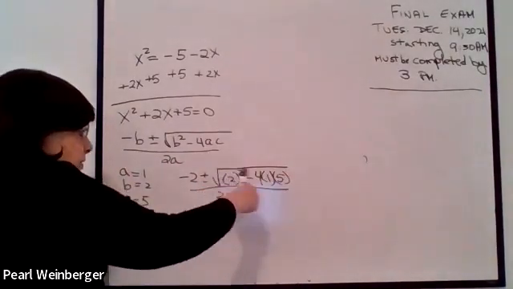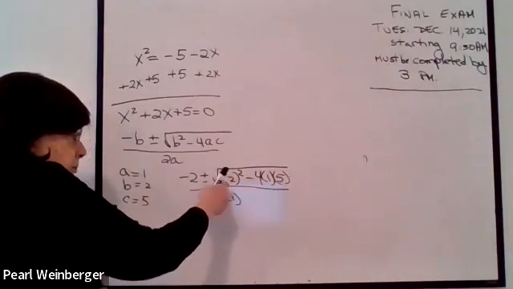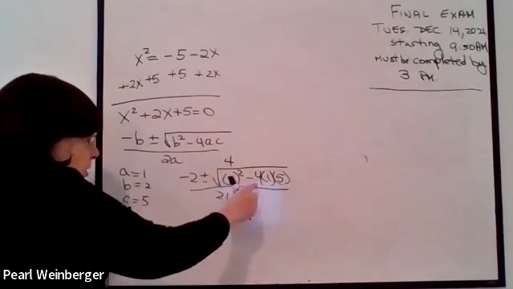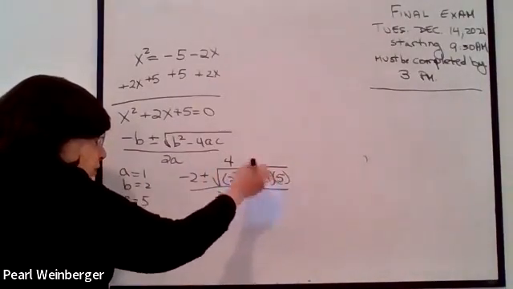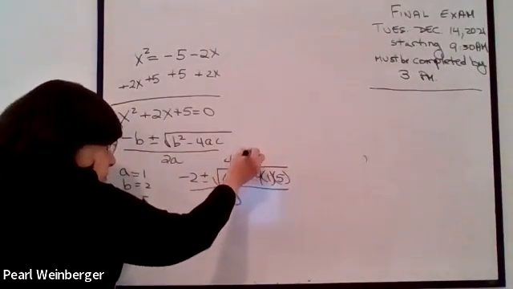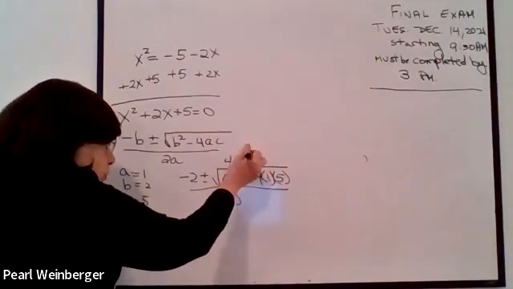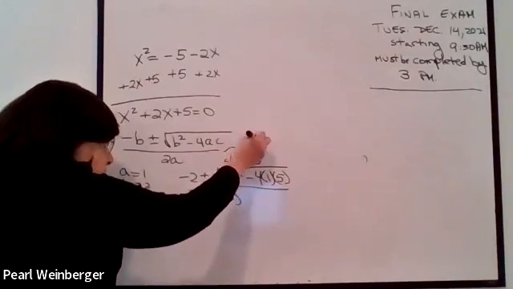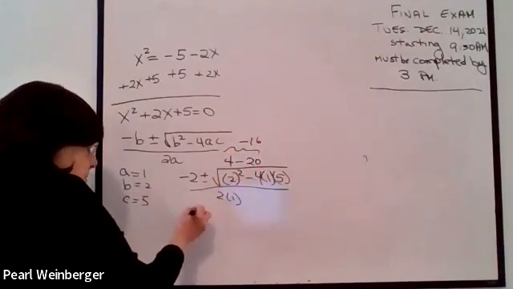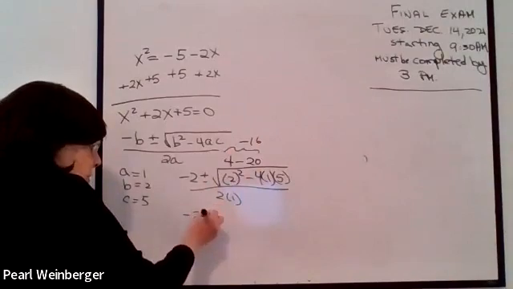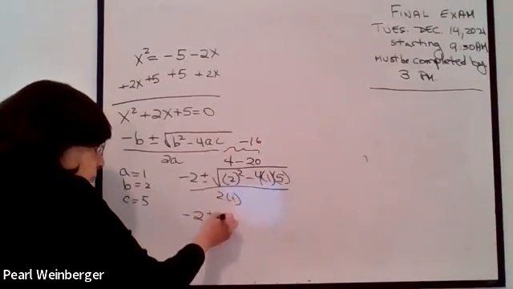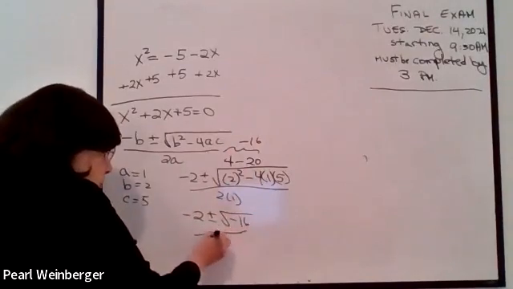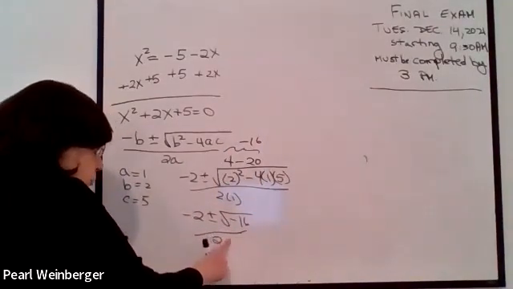Figuring out what's inside this radical is the most important thing to do. 2 squared is 4, -4 times 1 times 5 is -20, and 4 minus 20 gives us -16. So this becomes -2 plus or minus the square root of -16, over 2 times 1, which is 2.